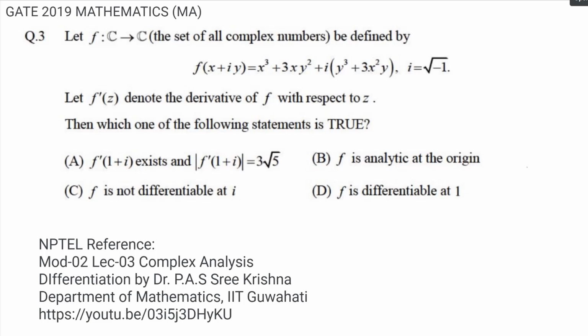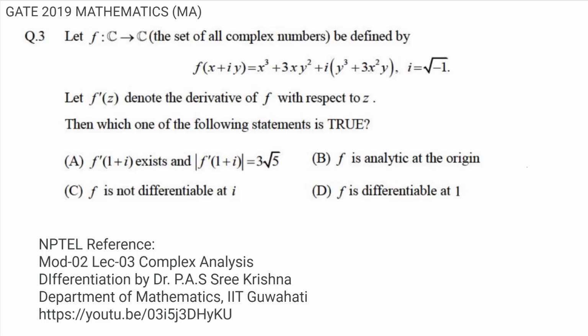The problem is from GATE 2019 mathematics paper, question number 3. The problem given is, let f from C to C, the set of all complex numbers, be defined by f of x plus iy equal to x cube plus 3xy square plus i times y cube plus 3x square y, where i is square root of minus 1. Let f dash of z denote the derivative of f with respect to z. Then which of the following statements is true? Since it is asked which is true, there should be only one correct answer.